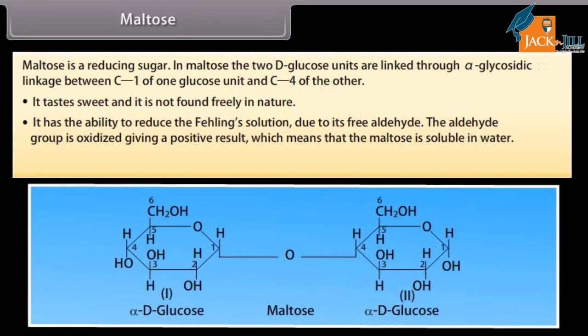It has the ability to reduce Fehling's solution due to its free aldehyde. The aldehyde group is oxidized, giving a positive result. In aqueous solution, it exhibits mutarotation.